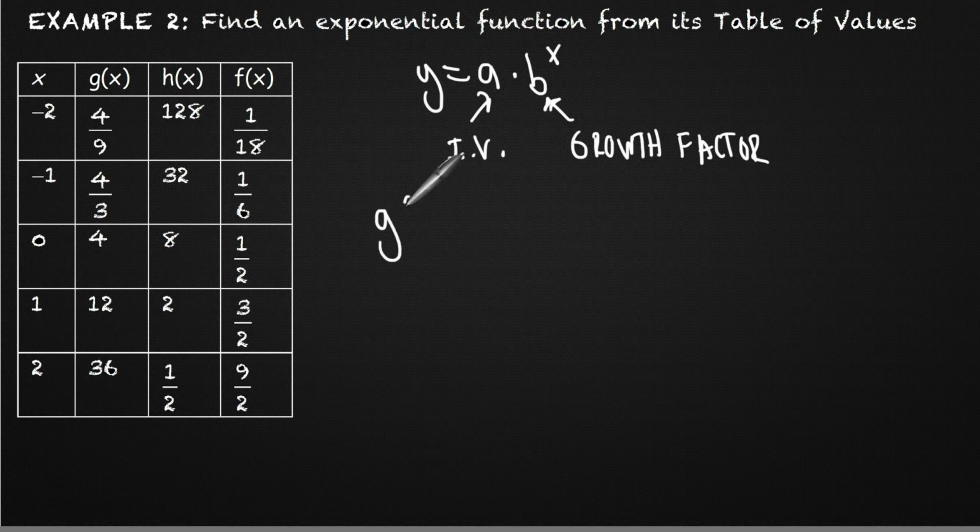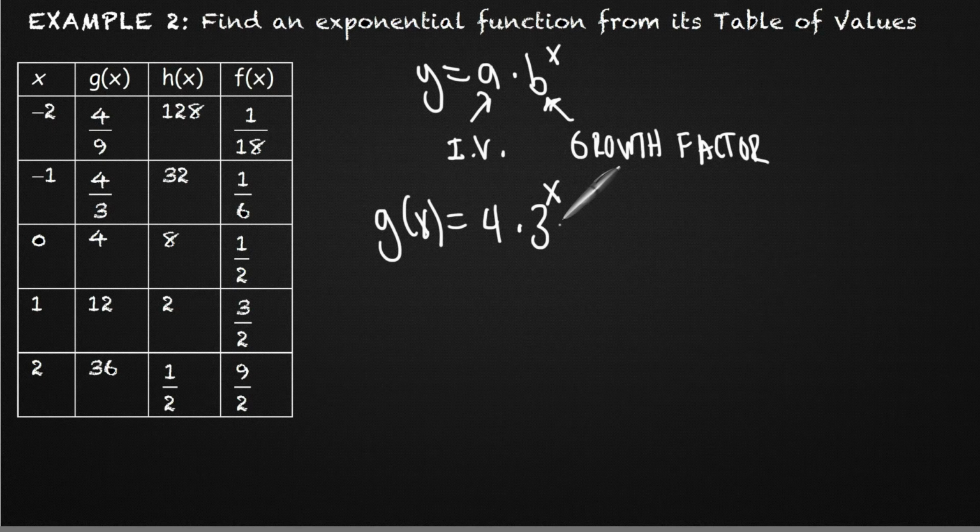So g of x, what is the initial value? Well, the initial value is the value of the function when x is 0. So we go over to x is 0. We go over to the y value that is under the g of x column, and that's 4. So we know that this is going to be 4 times something. Now the growth factor. What is 4 being multiplied by to get to 12? Oh, 3. And what is 12 being multiplied by to get to 36? 3. All right, and you can see that it's going to be the same here and here. So we can see that this is going to be 4 times 3 to the x.